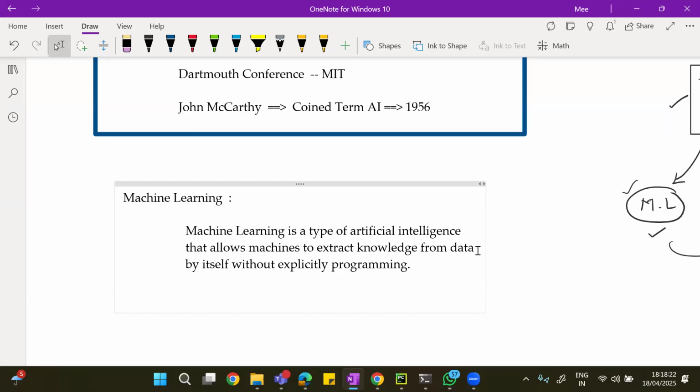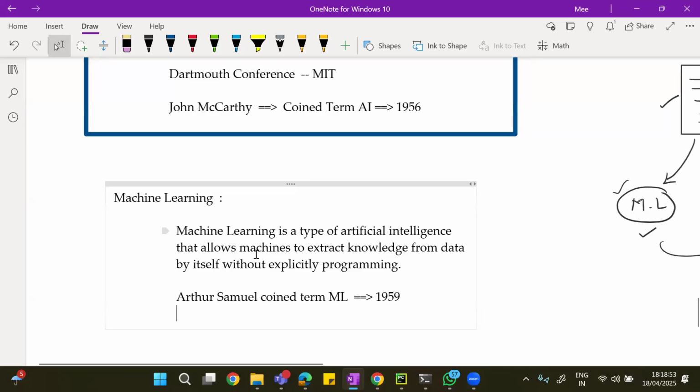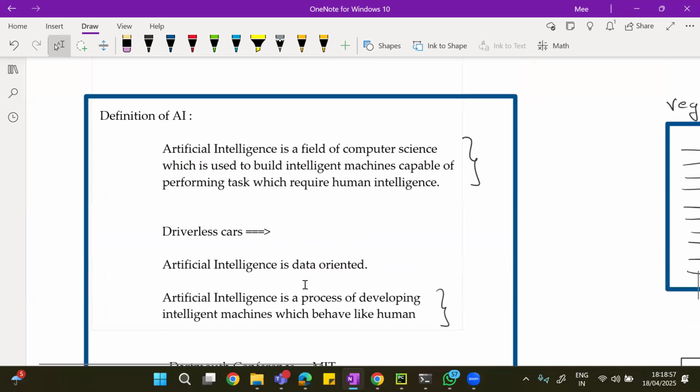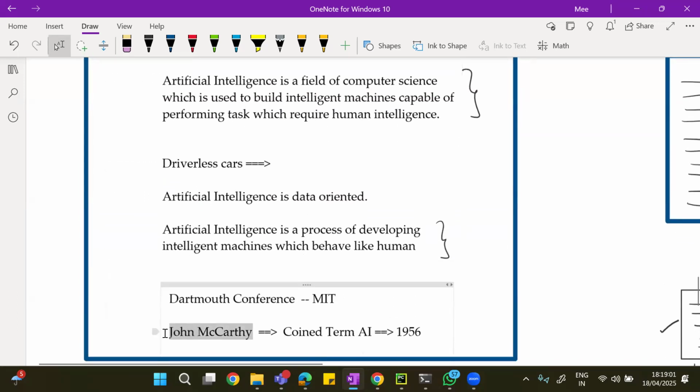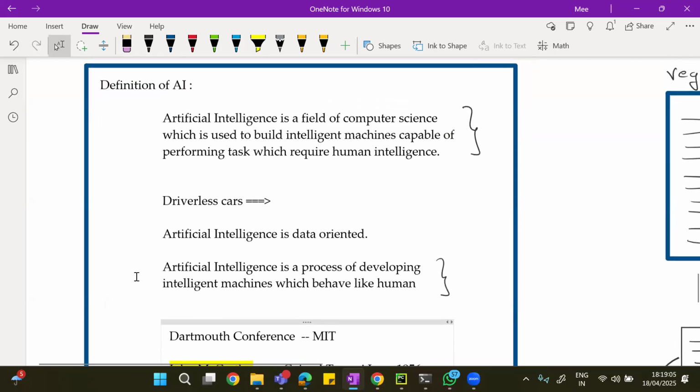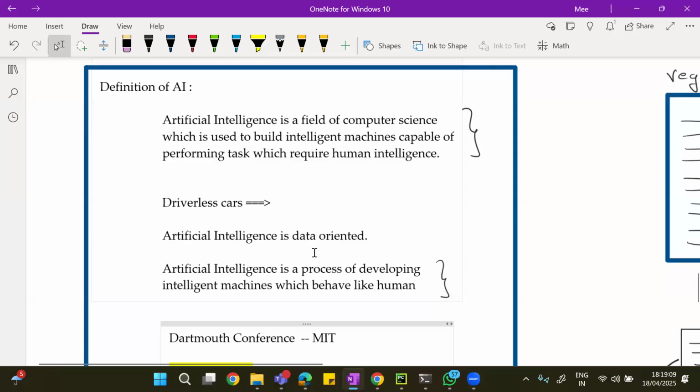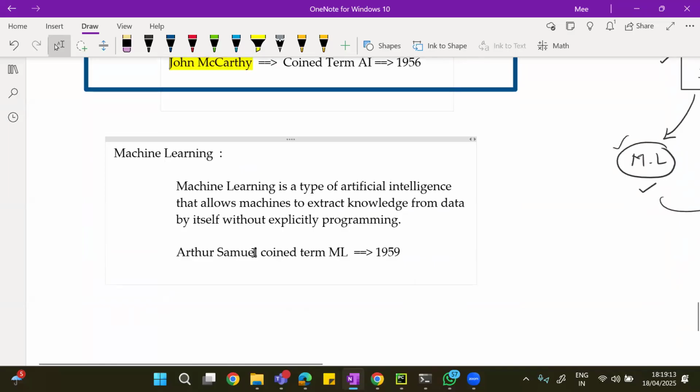Again, this was introduced by Arthur Samuel in the year 1959, and Arthur Samuel coined the term ML. Now, try to understand this. This is when John McCarthy came into the picture. He was not having anything practically. He came up with an idea, an end-to-end solution. When it came down to machine learning, this guy experienced it practically.